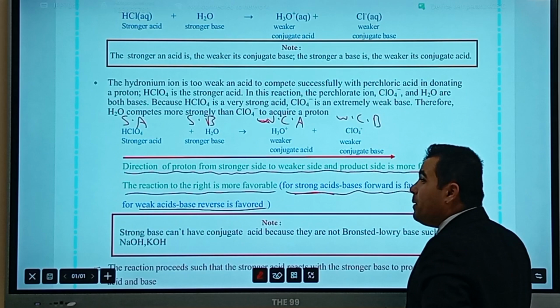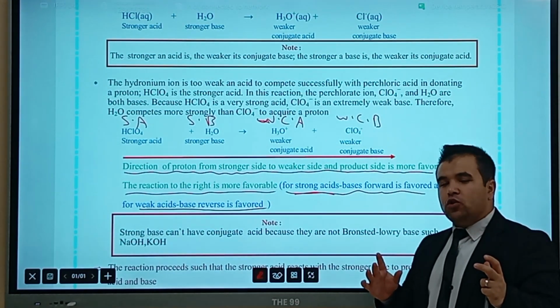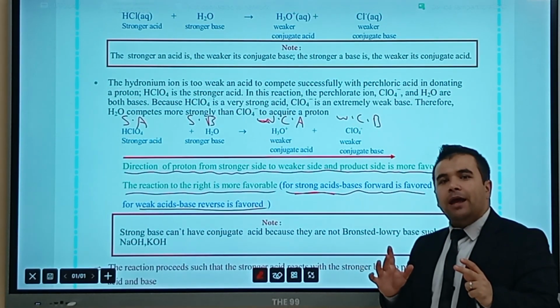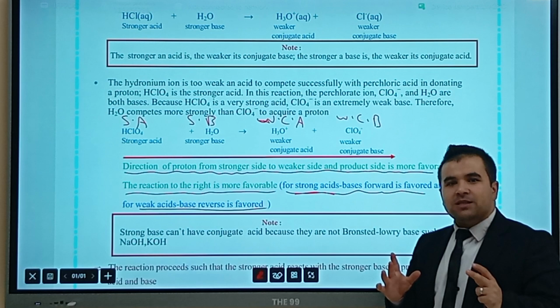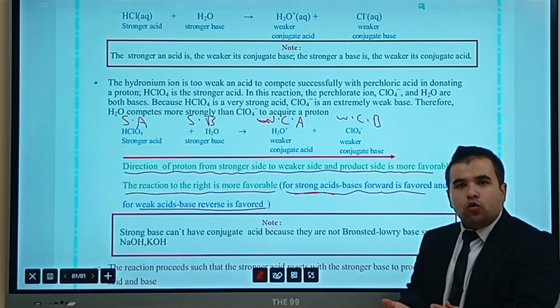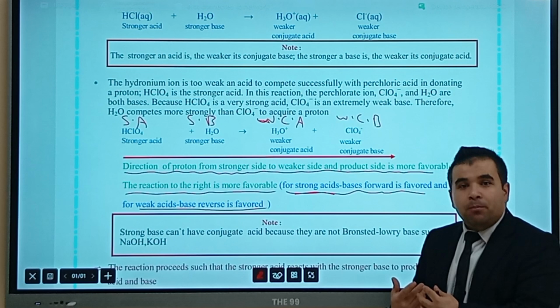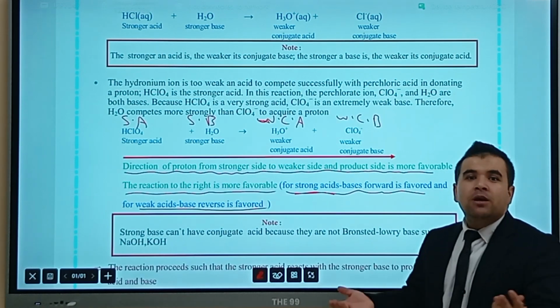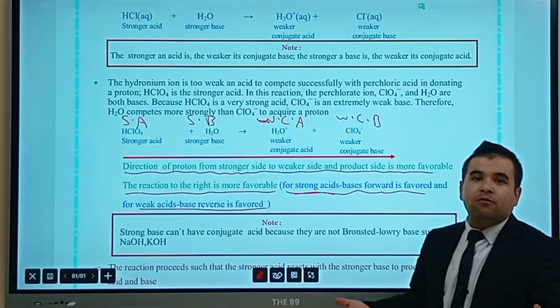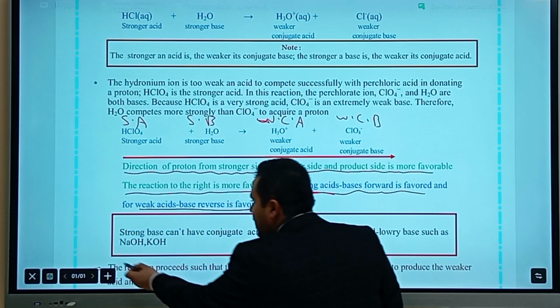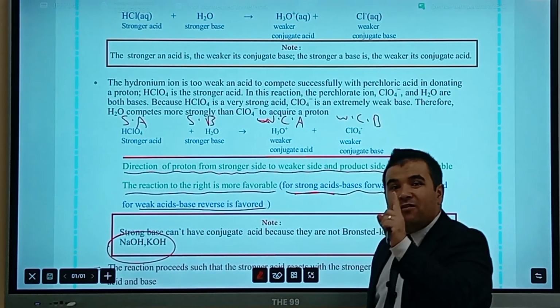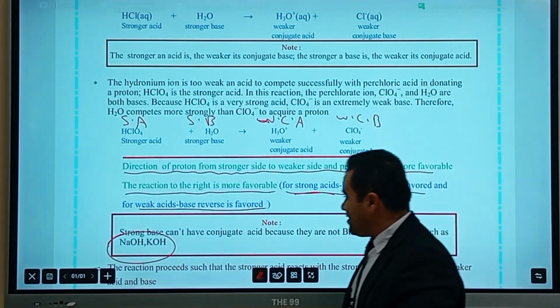Guys, for the strong bases like metal hydroxides, you know that metal hydroxides are not Bronsted-Lowry bases. If something is not a Bronsted-Lowry base, and the term conjugate is based on the Bronsted definition, it does not have a conjugate. So the metal hydroxides do not have conjugates.